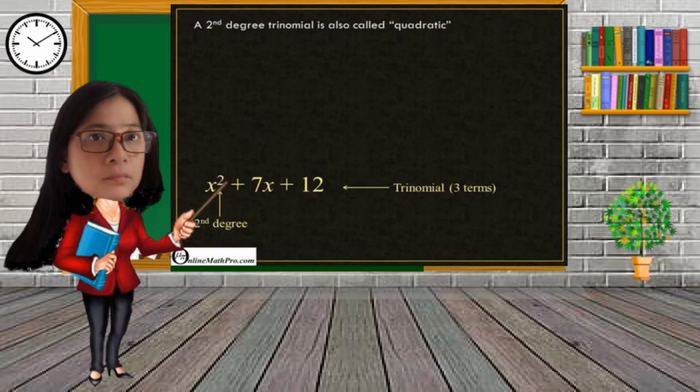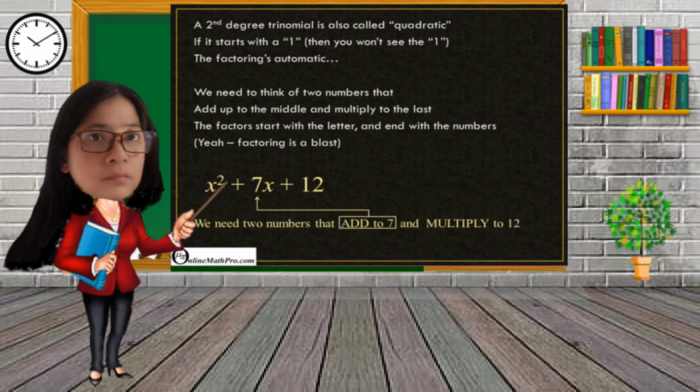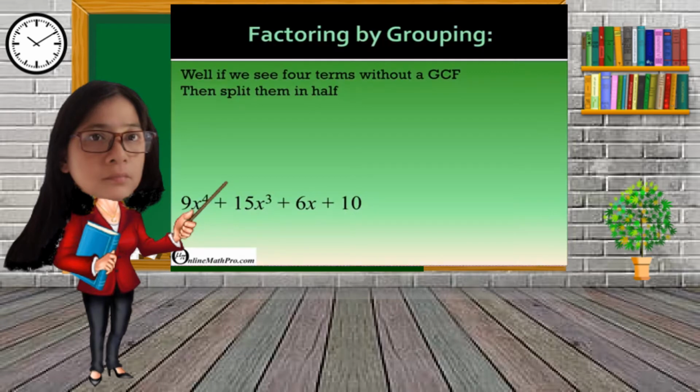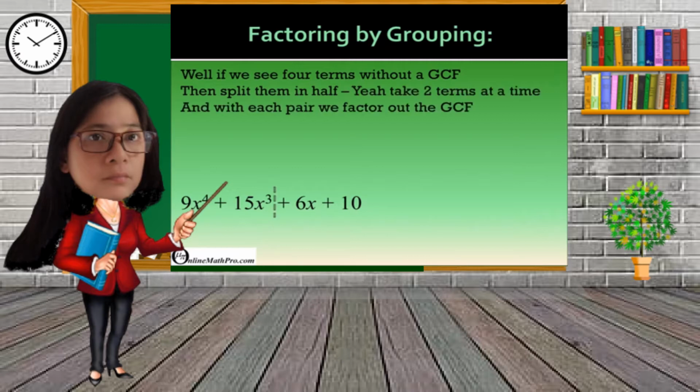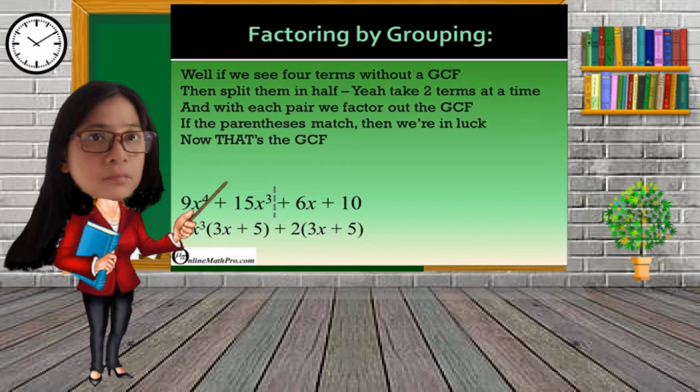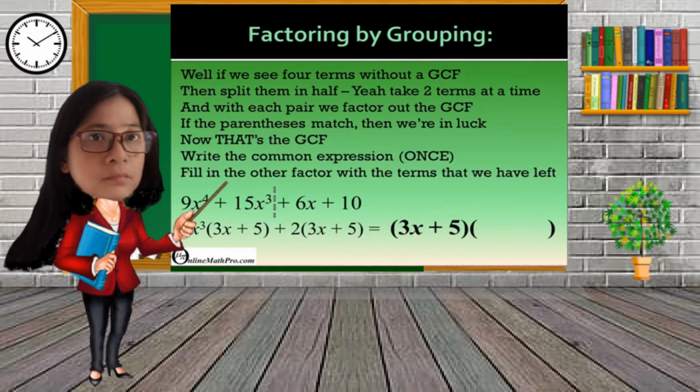A second degree trinomial is also called quadratic. If it starts with the 1, then you won't see the 1. We need to think of two numbers that add to the middle and multiply to the last. Factors start with the letter and end with the numbers. If we see 4 terms without a GCF, then split them in half. Take 2 terms at a time. With each pair, we factor out the GCF. If the parentheses match, then we're in luck. Write the common expression once, fill in the other factor with the terms that we have left.